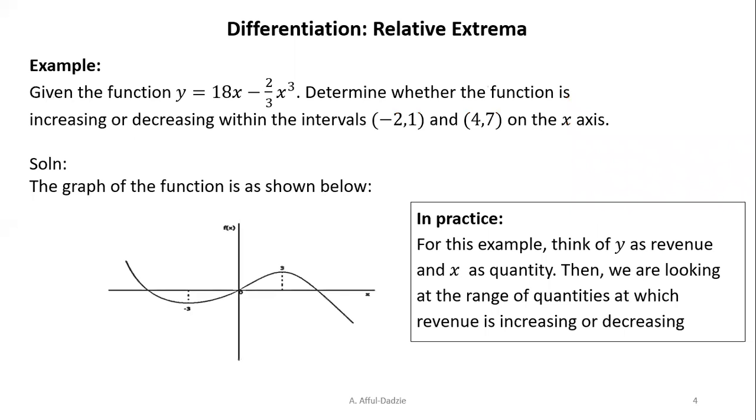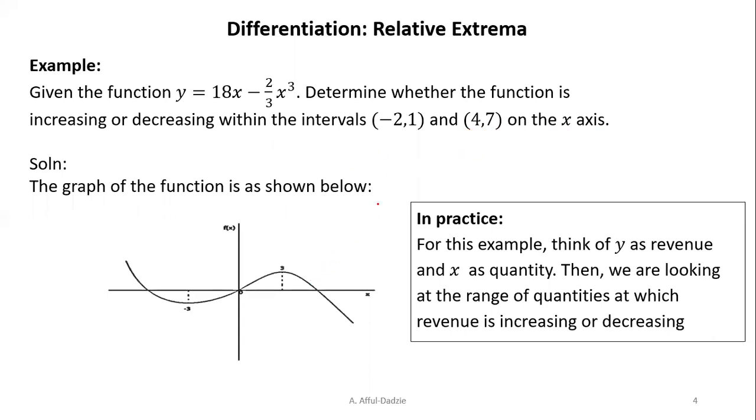All right, so we give an example as this. Given that we have a certain function, 8x minus 2 over 3x cubed, it says determine whether the function is increasing or decreasing within the intervals minus 2, 1 and 4, 7 on the axis here.